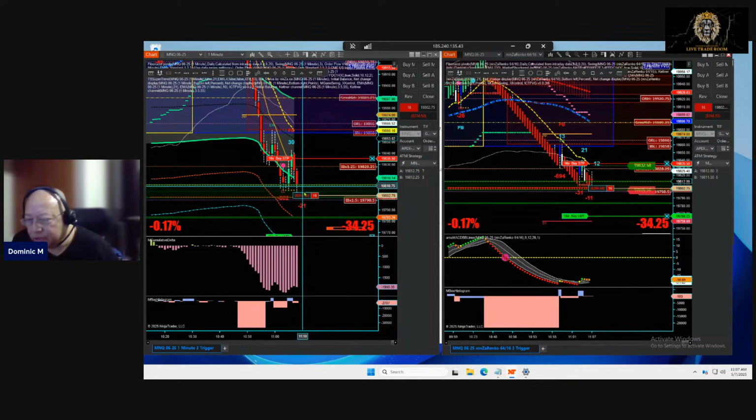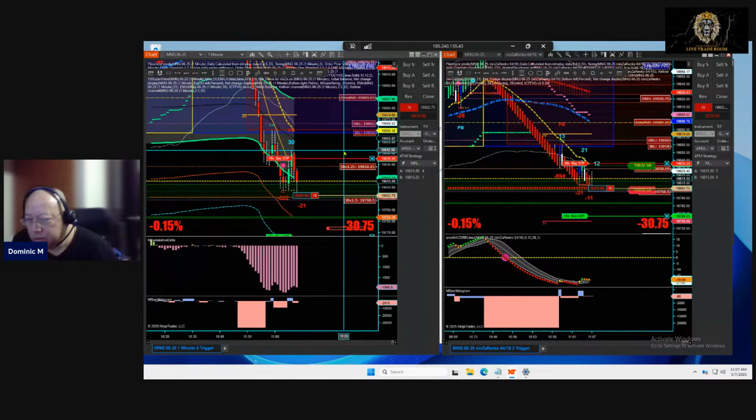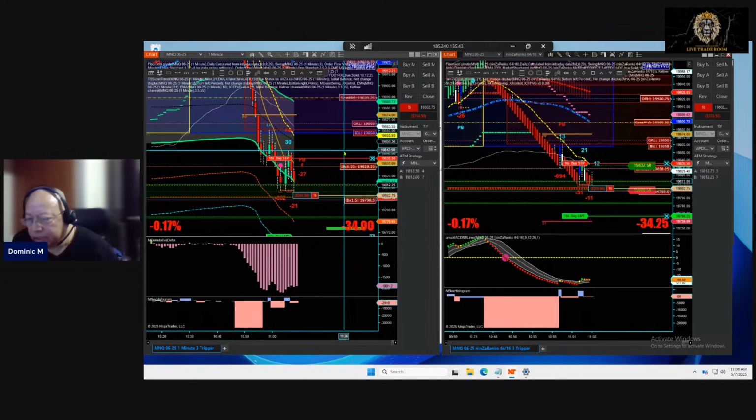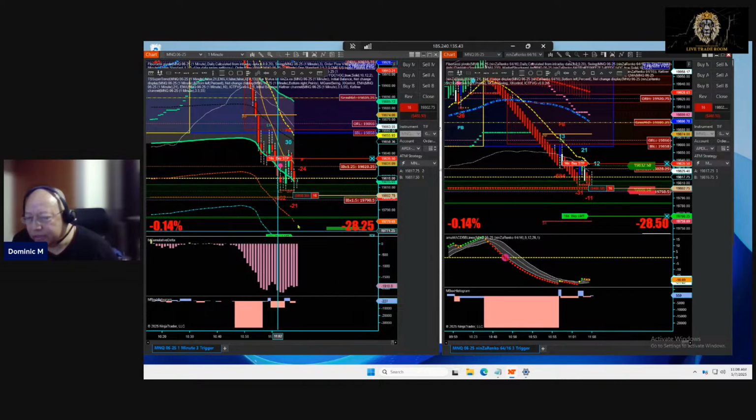Now it depends on where this closes. If it closes below that minus two deviation, we're going down. Let's see if it closes below there. Yeah, it did. Barely. It's still not getting past that fair value gap.